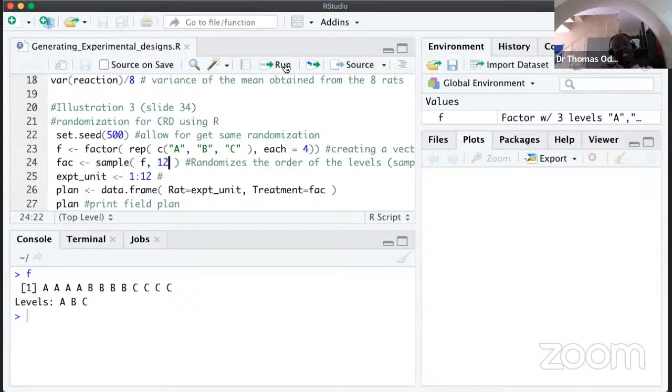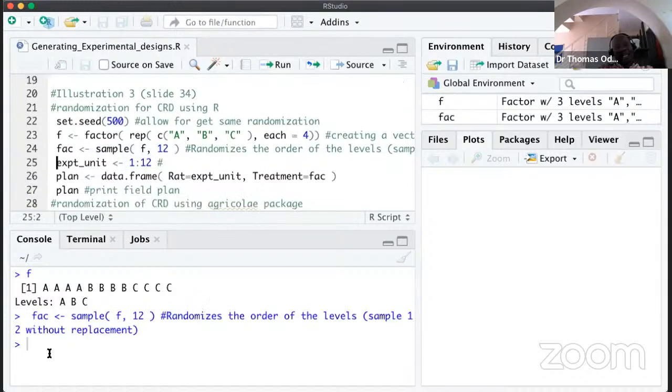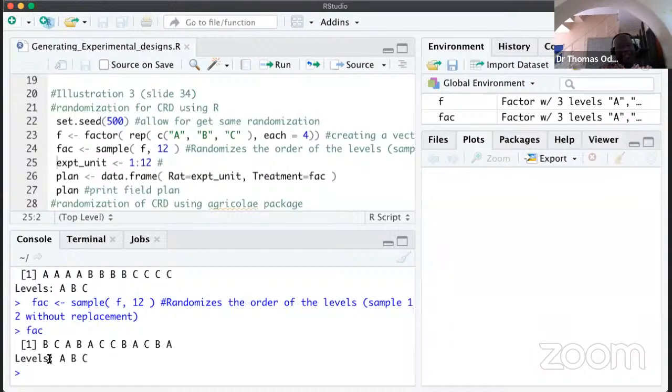So we can create this. The good thing with R is whatever you created, you can actually see it straight away. So I can type here FSC and then I enter, so I can see it here. So now you can see from here, B is coming first, C is following, A again, B, A, C, C, B, A. Okay, so in the first unit, it assigns B. In the second one, it assigns C, and so on and so forth.